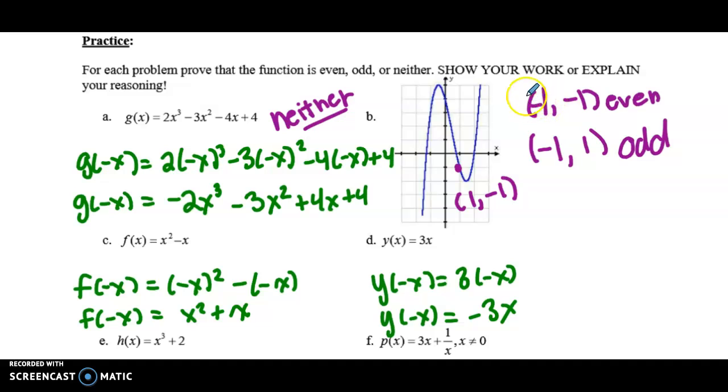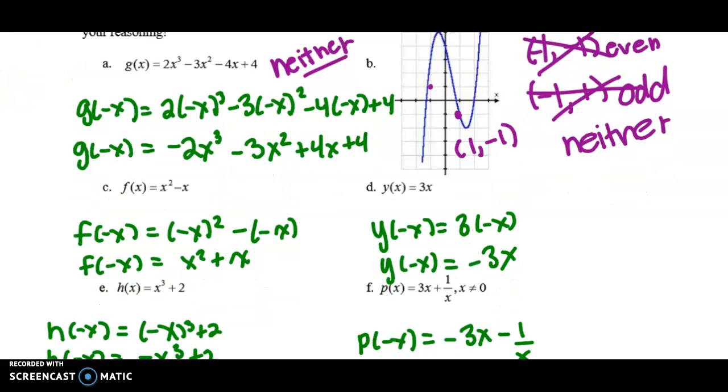All right, so we already said it's not even, because -1 is not on my graph. Then let's try -1, 1. That looks really close to my graph, but it's not actually on my graph, so it's not odd. So this one is going to be neither. All right, so let's take a look at letter C.